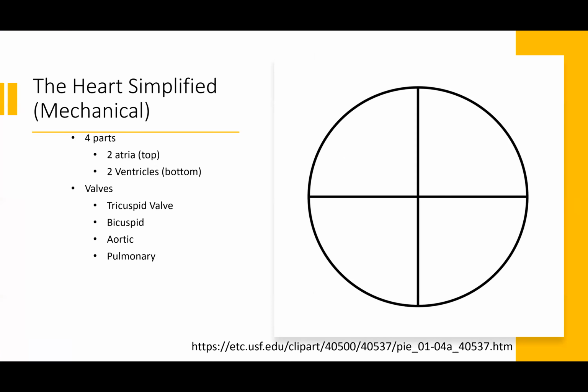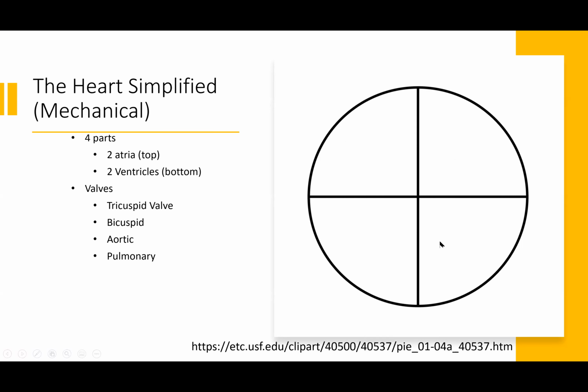So first, to simplify this heart, I liken it to a circle divided into four different parts. We see the top right and left parts are the atria. These are typically smaller chambers in an actual heart. And we also see the separation of the right side of the heart and the left side of the heart, which we'll explain in more detail in the upcoming slides.